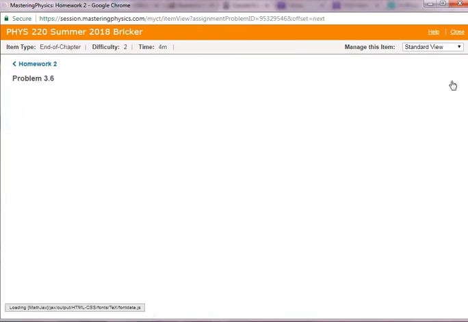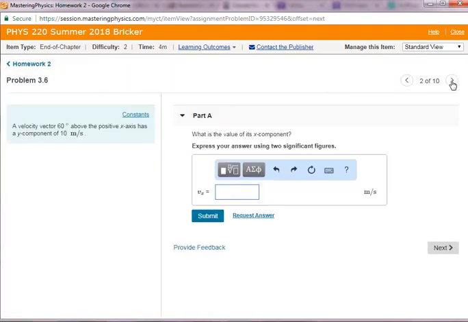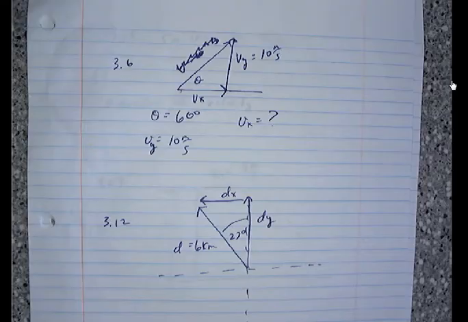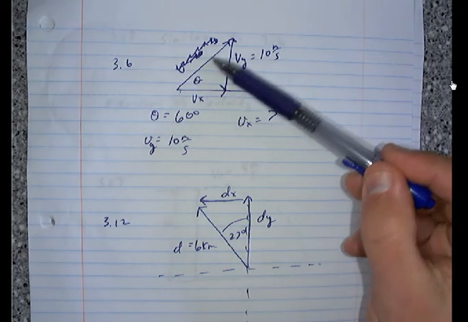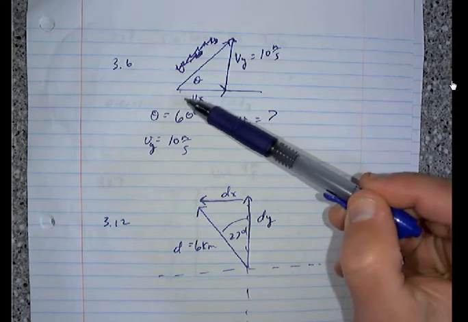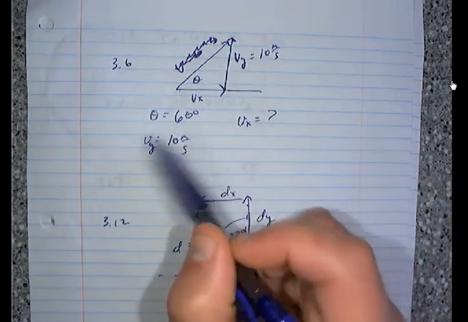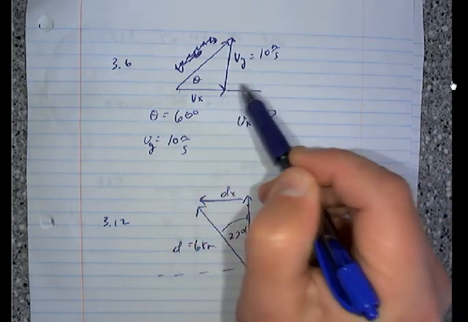The next one we have is 3.6. The velocity vector 60 degrees above the positive x-axis has a y component of 6 meters per second. Let's take a look at this. Okay, so I've redrawn it like this. Here's the overall velocity. Here's theta, which they tell you is 60 degrees. Here's the x component. Here's the y component.